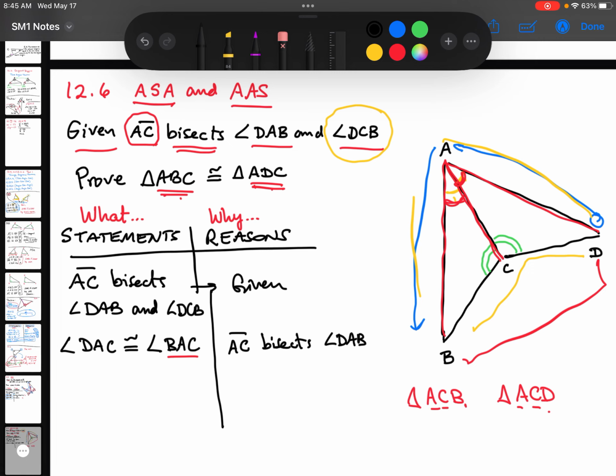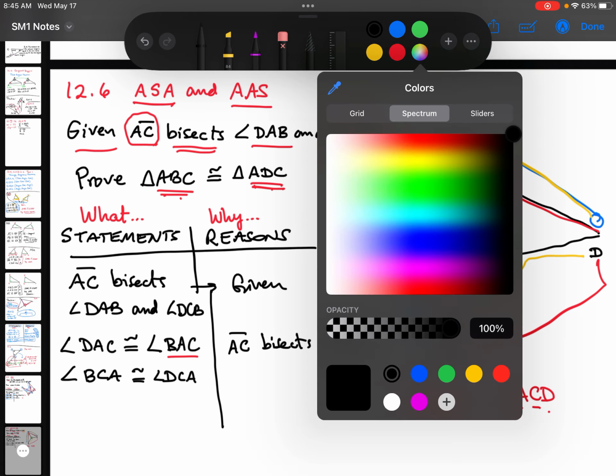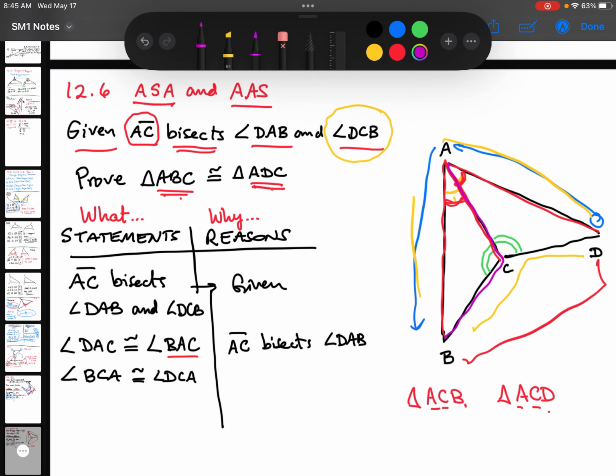And I can say the same thing about angle BCA and angle DCA. I'm showing you here in another color. BCA is this one right here, and DCA is this angle right here. They are congruent because of the same reason, because AC bisects angle BCD. Okay, so I have angle and angle.